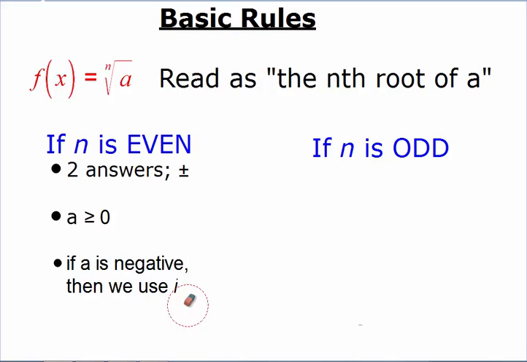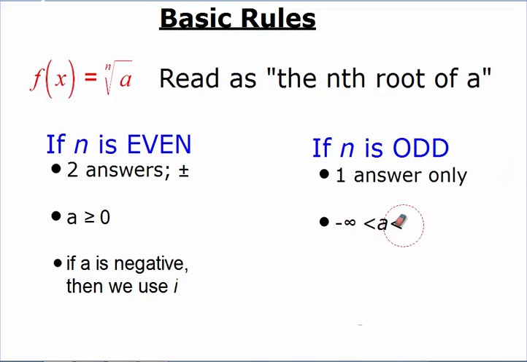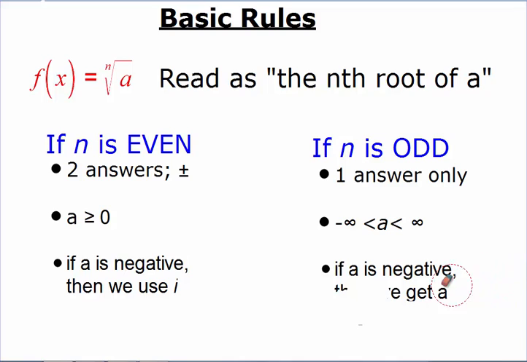So now if n is odd, we're actually only going to get one answer. It's either positive or it's negative. It can never be both. A can be any value from negative infinity to infinity. So we can odd root positives or negatives without worry. Okay? And then for an odd root, if a is a negative value, then we get a negative answer. So if we have a negative inside the radical and it's an odd root, then we're going to get a negative answer. If a is positive inside an odd root, then we're going to get a positive answer.